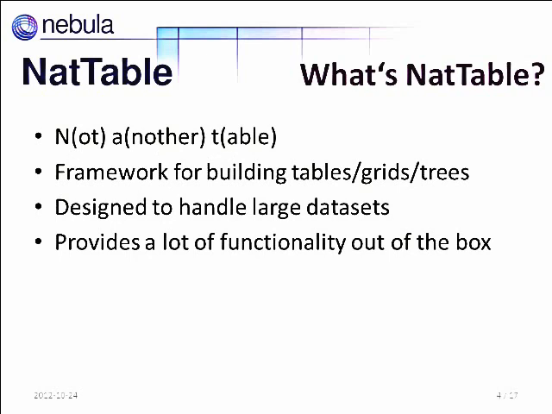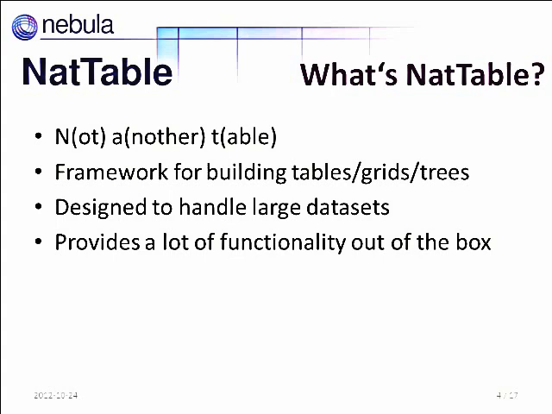So what's NatTable and why is it called NatTable? It's a frequently asked question. It's because the initial creator dedicated it to his girlfriend named Natalie. That was a few years ago, I guess. Justin, you can correct me.